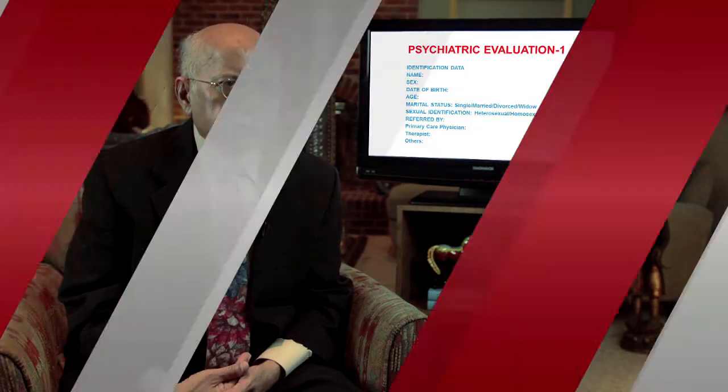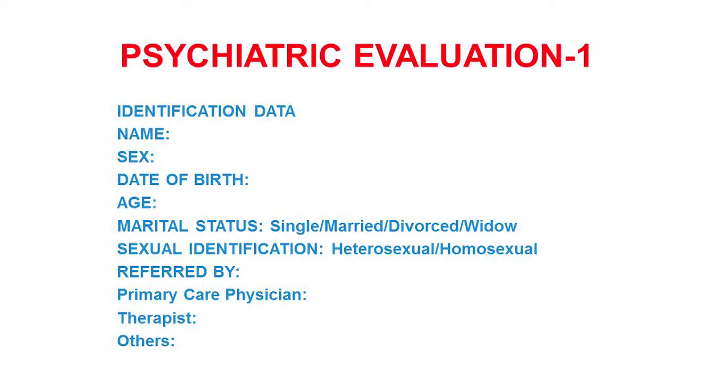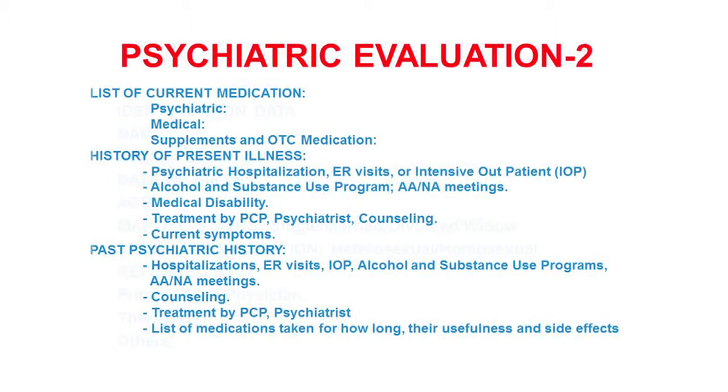Psychiatric evaluation, namely, first of all, identification data: name, sex, date of birth, age, marital status, sexual identification, referred by primary care physicians, therapists or others are noted. Further, I want to know the current list of medications, psychiatric, medical, and also any kind of supplementary medication they are taking over the counter.